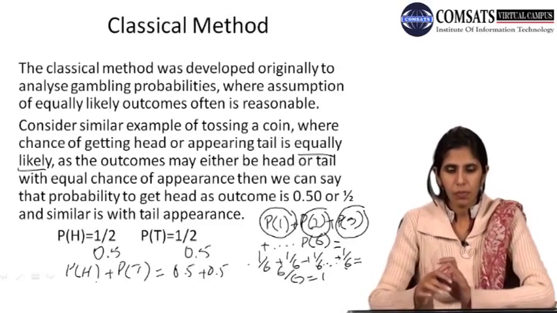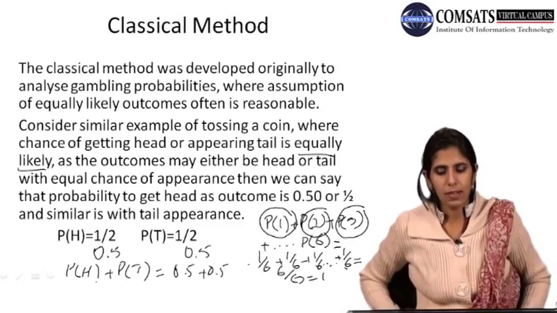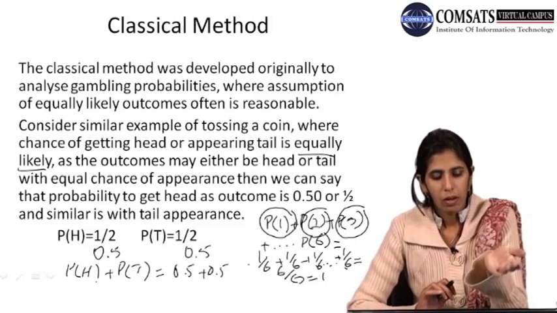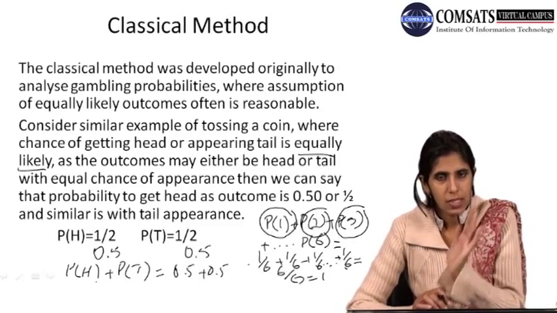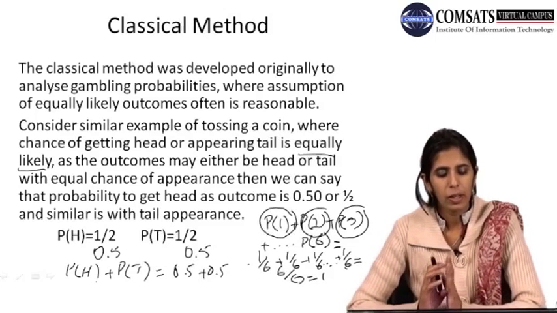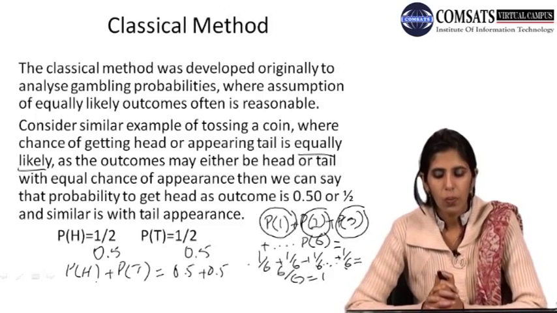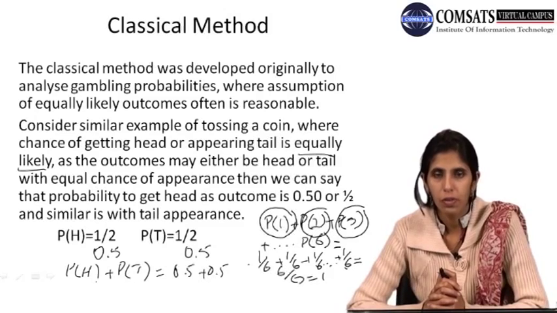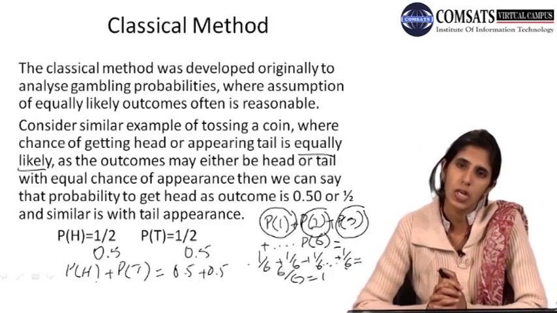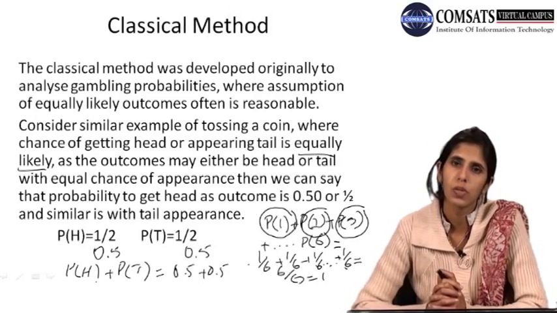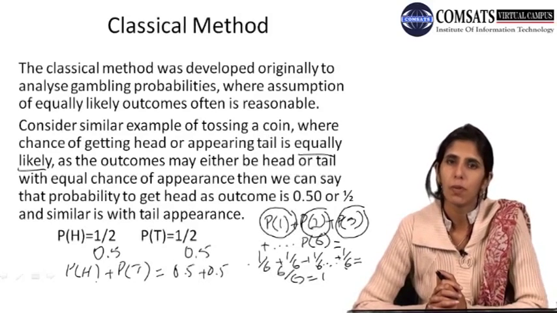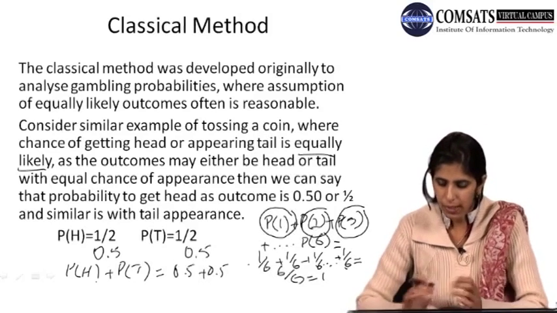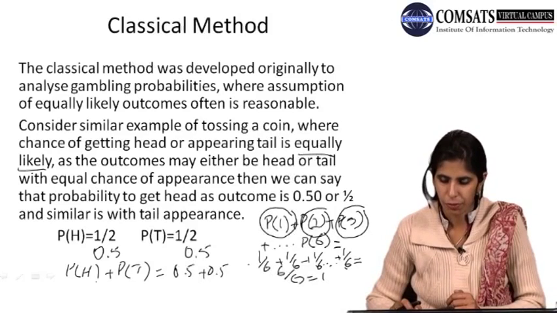So in totality, the classical method describes a very, very simple methodology, a very simple attitude: if an event has occurred, then what is the chance that an event will appear, a possible outcome that is presented in front of you.